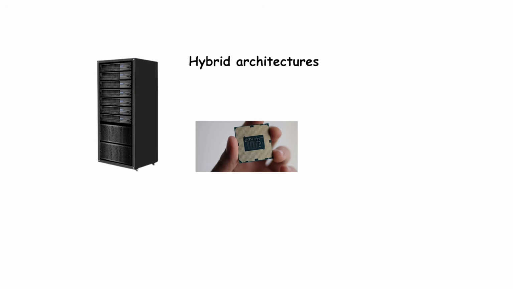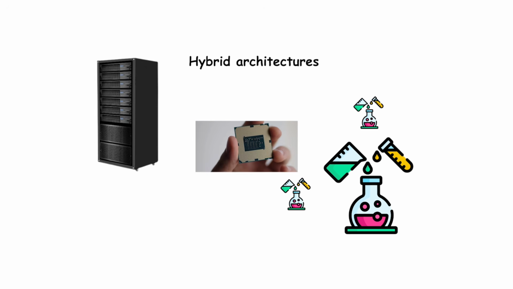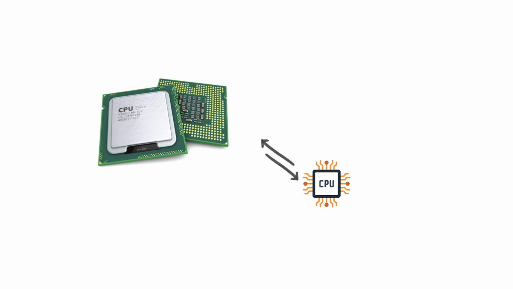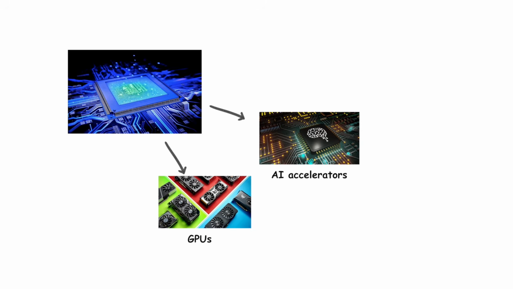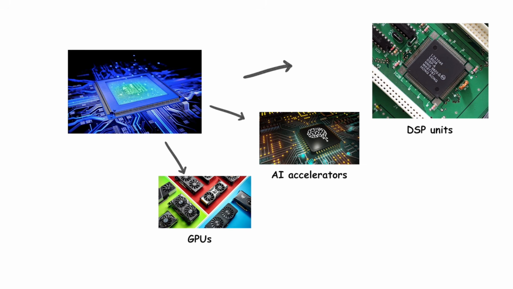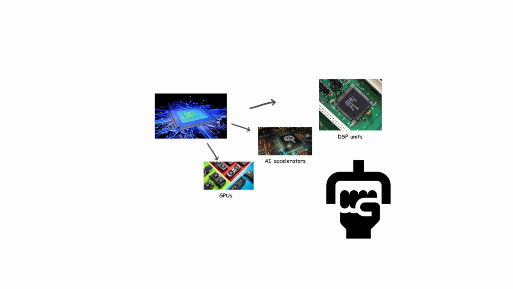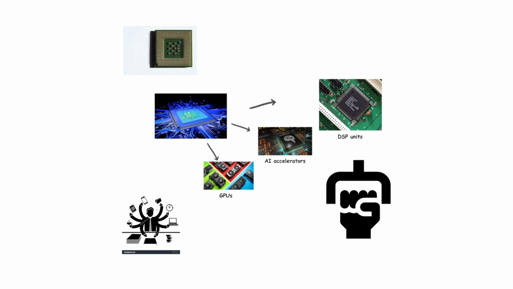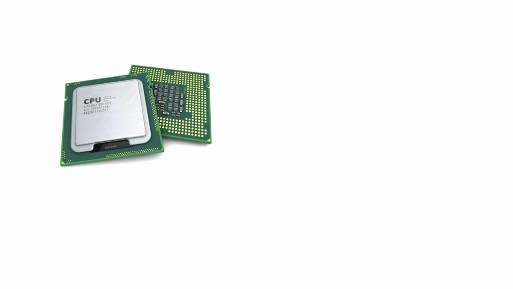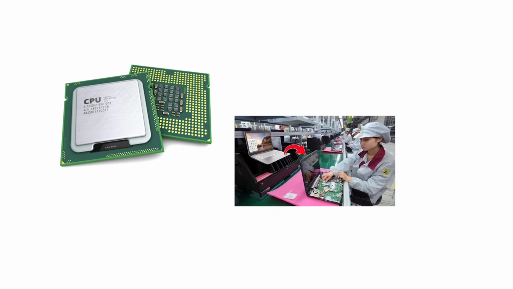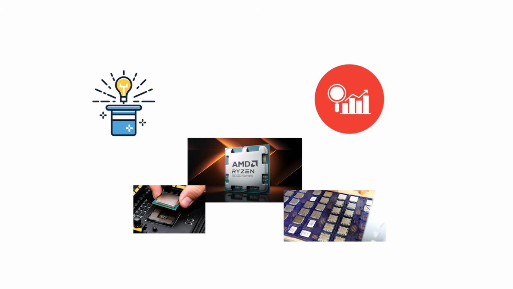Even in servers, chip makers experiment with mixing different types of cores or combining CPUs with specialized accelerators. For example, some processors integrate AI accelerators, GPUs, or DSP units alongside general-purpose cores. This allows them to handle diverse workloads more efficiently than a single core type could. The strength of hybrid architectures lies in their flexibility. Instead of designing one core type to do everything, manufacturers assign different tasks to cores best suited for them. This approach improves both performance and energy efficiency, making hybrid CPUs a key trend in modern processor design.